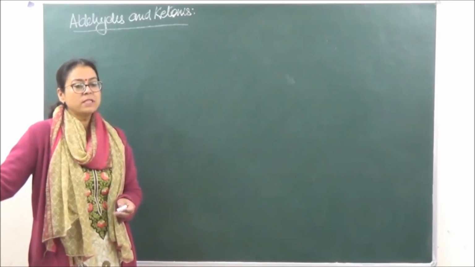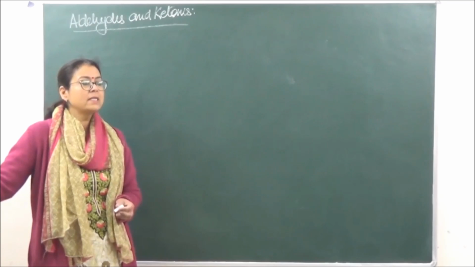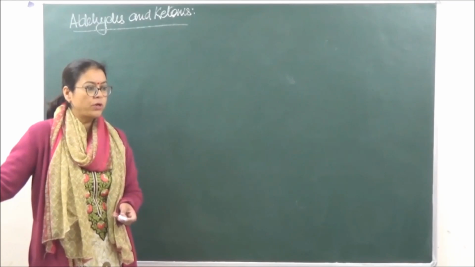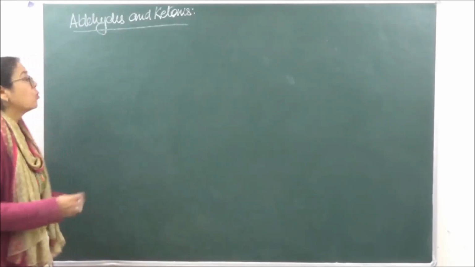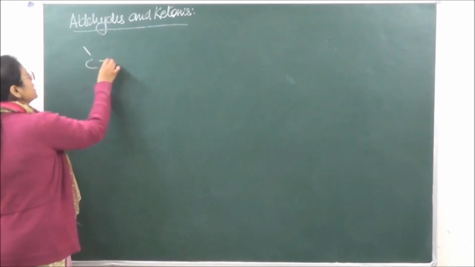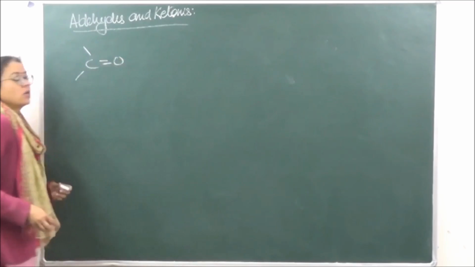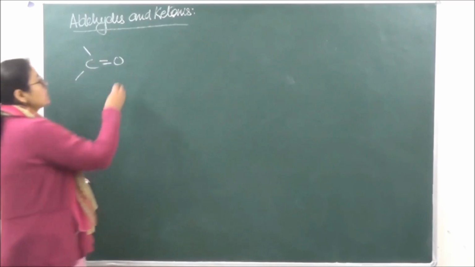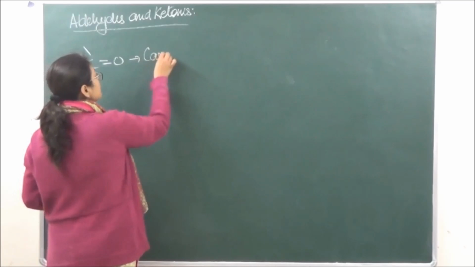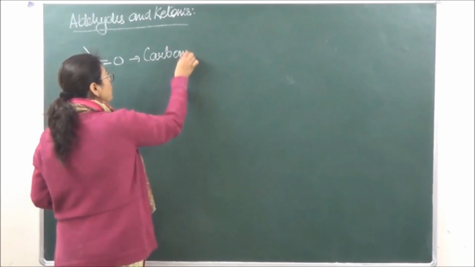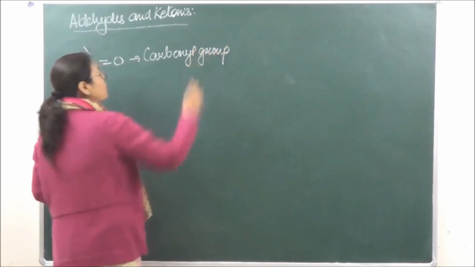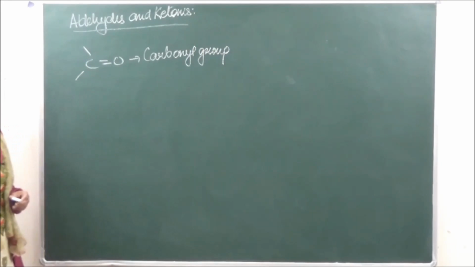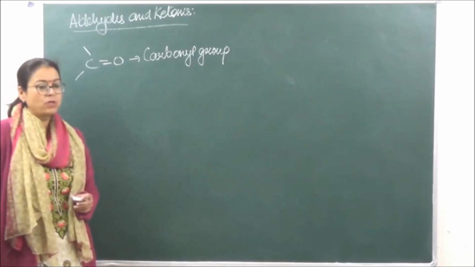अब अल्कोहल्स में जब हमने देखा कि अल्कोहल has C-OH bond, so aldehydes and ketones they are going to have a C double bond O. This is the group which is going to be present, and this is also known as carbonyl group. Therefore, aldehydes and ketones they are also known as carbonyl compounds, right?